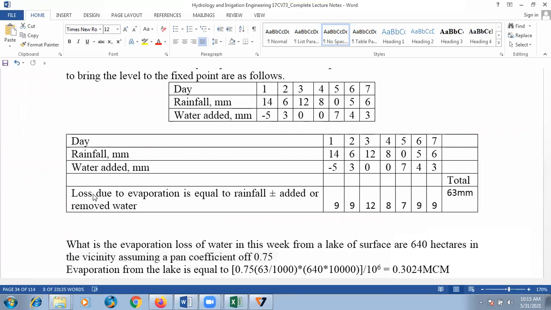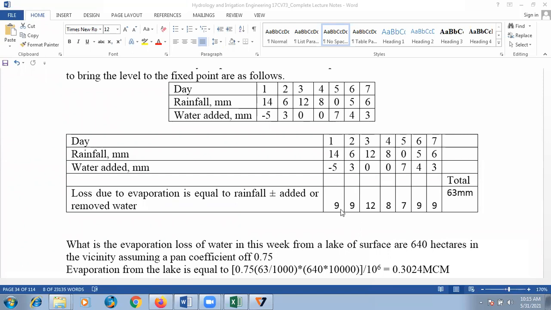So using this, loss of water due to evaporation is nothing but equal to rainfall plus or minus what we add or remove. If you add, you take plus sign. If you remove, you take minus sign. That is what is done here.